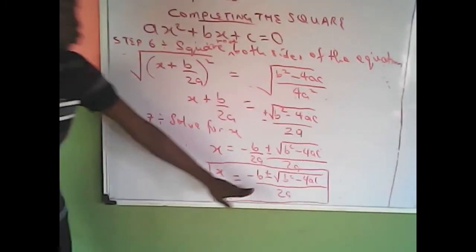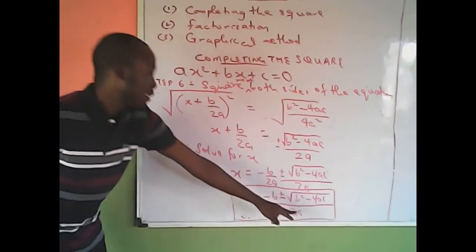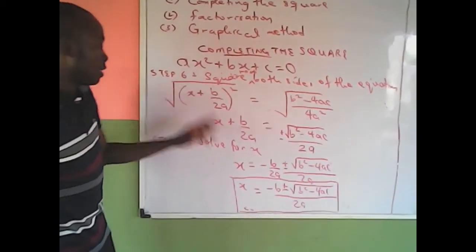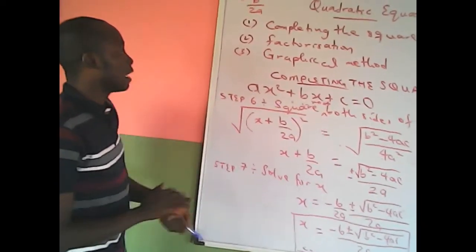With this formula, we take b as the coefficient of x, a as the coefficient of x squared, and c as our constant term. There is no quadratic equation in the world that we cannot solve.